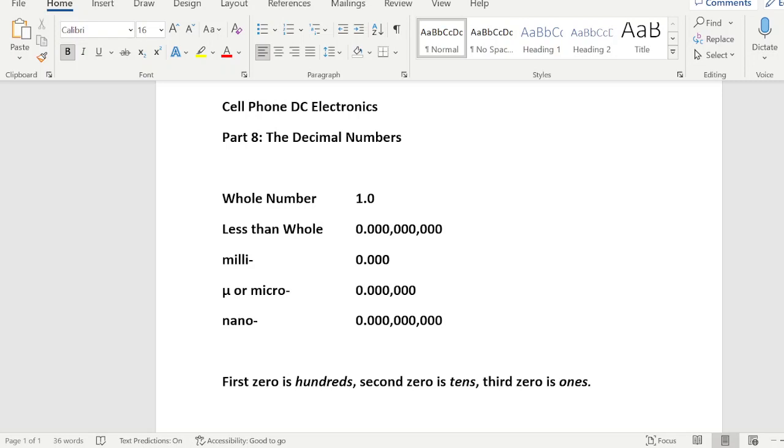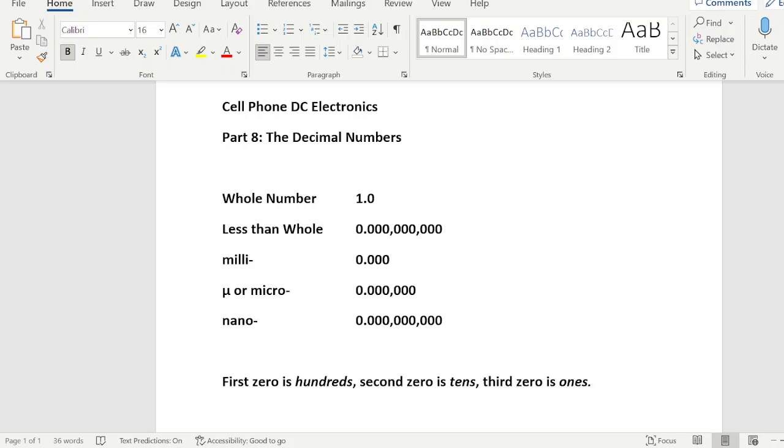And then if you look down, the little bit sign or micro sign, it's a little Greek symbol, and it means micro, and that's the 4th through the 6th zero. So anything in there is going to be micro of whatever property. And then you have nano, which is the 7th through the 9th. And then just under that, if you look, the first 0 is hundreds.